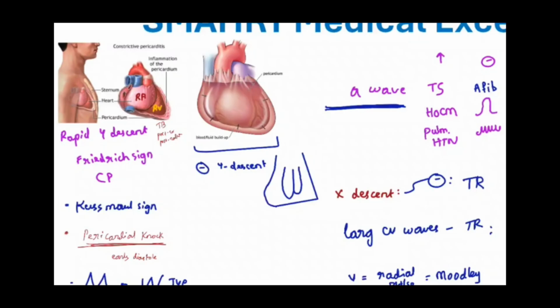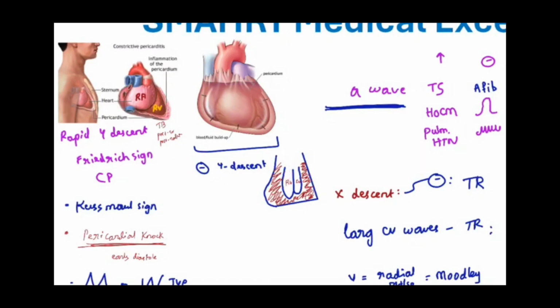Now let's understand what is happening in tamponade. In tamponade, a lot of fluid or blood is accumulated in the pericardial sac. This is the right ventricle and this is the left ventricle, so it will constrict both of them. But since we are talking about JVP, the right ventricle is constricted and that is why it cannot fill. So atrial emptying cannot happen, and Y descent will be absent.